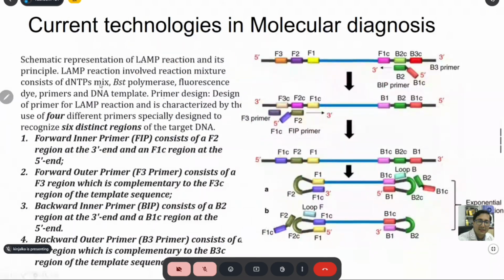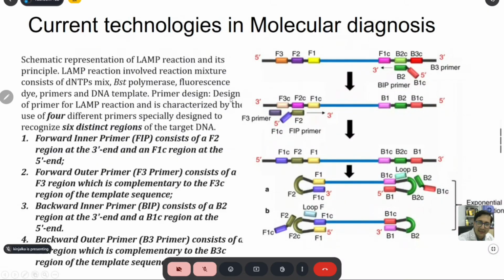Out of this, LAMP is something which is very interesting and different from your conventional PCR, because this does not need extreme temperature. It is isothermal, so it's a kind of isothermal amplification. Unfortunately, the primers over here, they need 6 different primers. You have a forward inner primer, which consists of the F2 region at the 3' end and then the F1c region at the 5' end, which binds there. Then you have the backward inner primer.